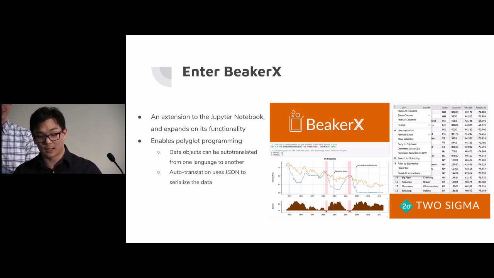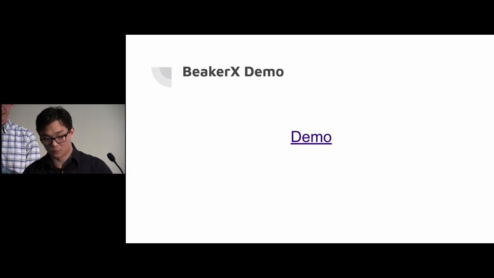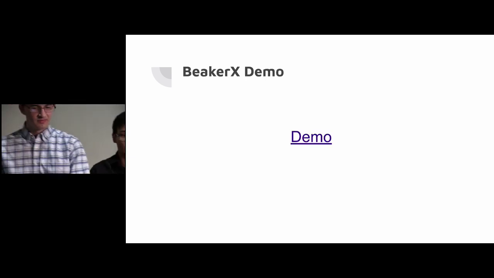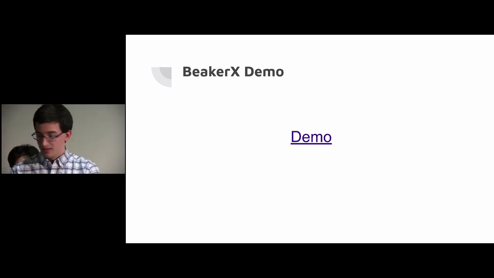So this means that the data objects can automatically be translated from one language to another. And this auto-translation uses JSON to serialize the data. This is because JSON is a very common data format. Its variety of libraries allows for implementations of data object transformations. So we'll be going into a quick demonstration to further contextualize BeakerX and Jupyter. And I'll hand it off to Ben.